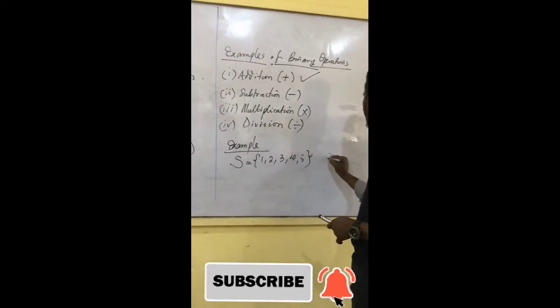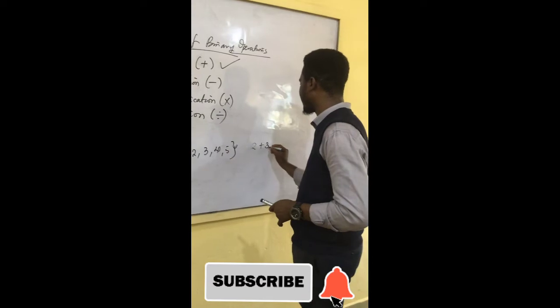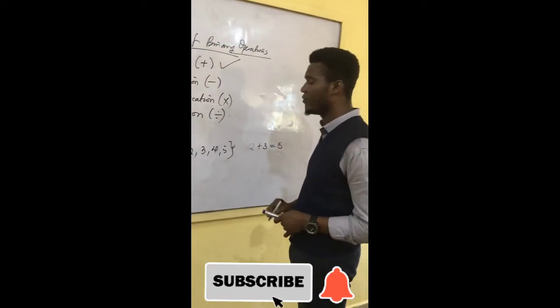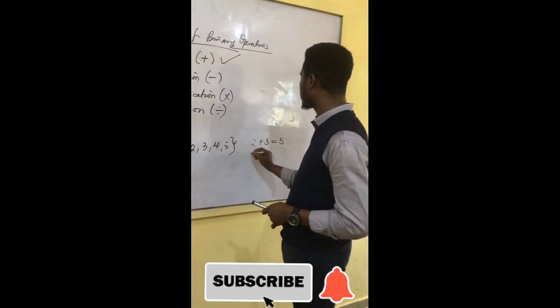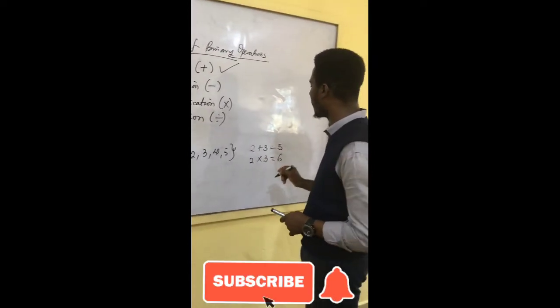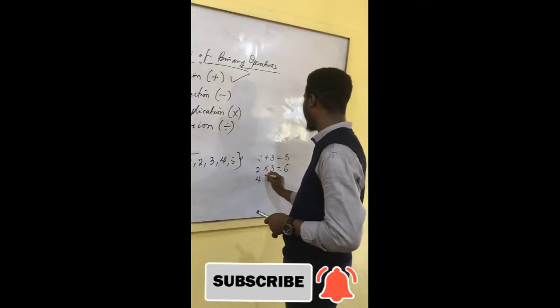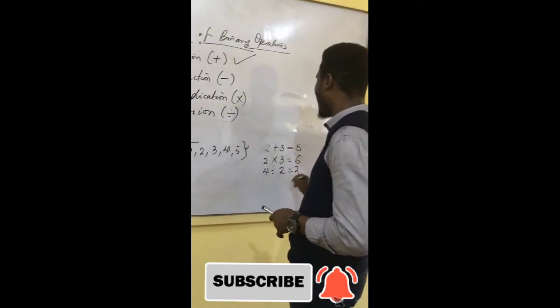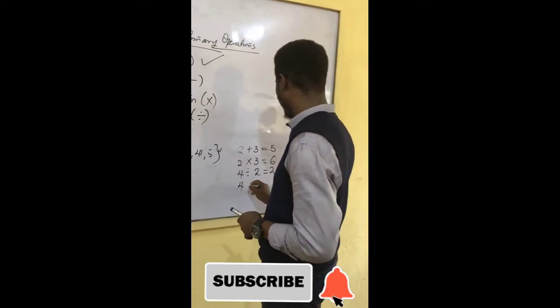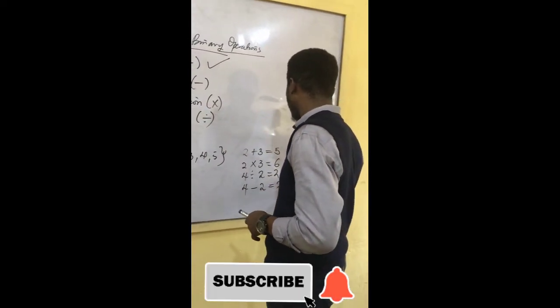So you will notice over time we have been doing things like this. We've been performing operations like 2 plus 3 giving us 5. We have been performing operations like 2 times 3 giving us 6. We have been performing operations like 4 divided by 2 giving us 2. And we've been performing operations like 4 minus 2 giving us 2.